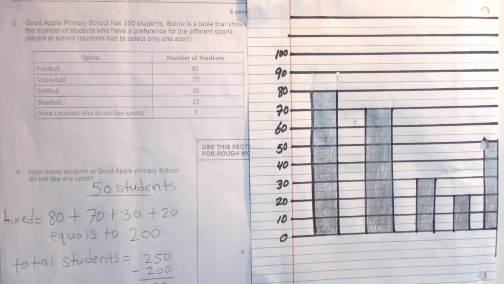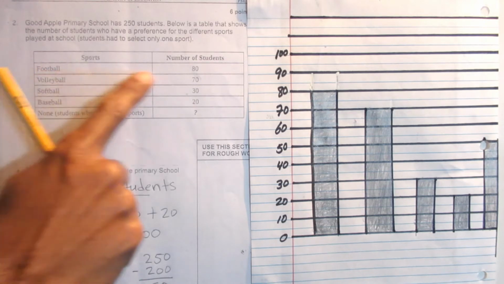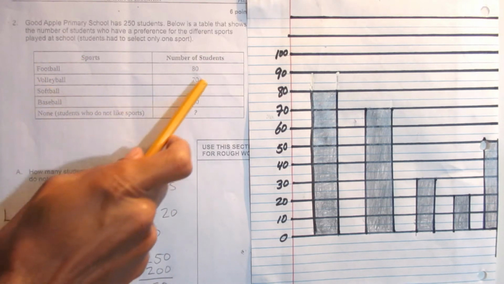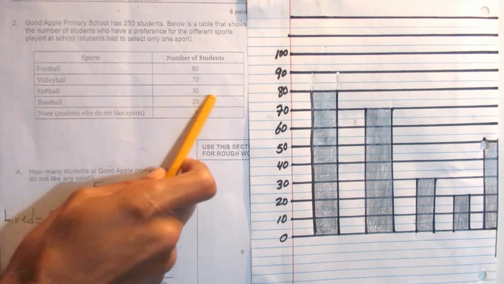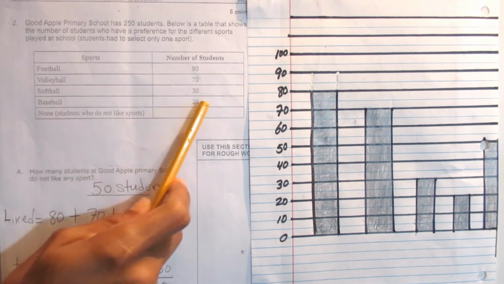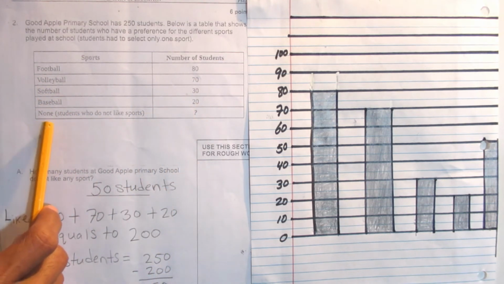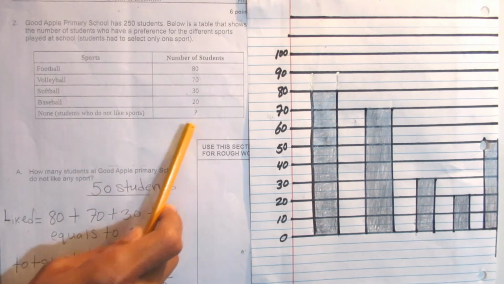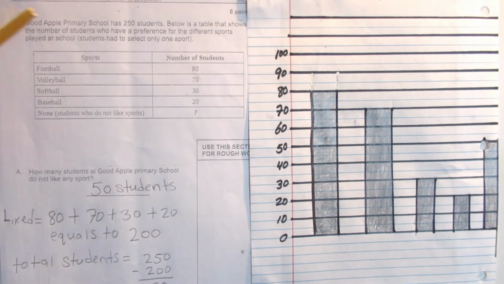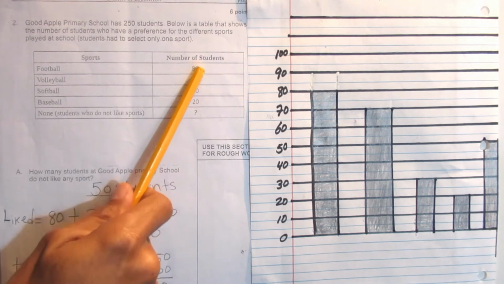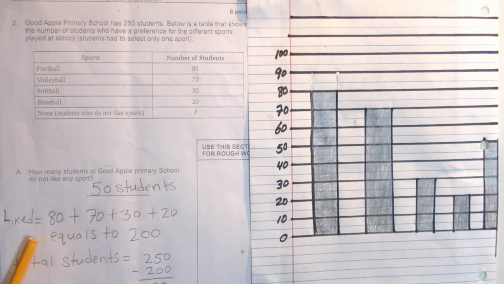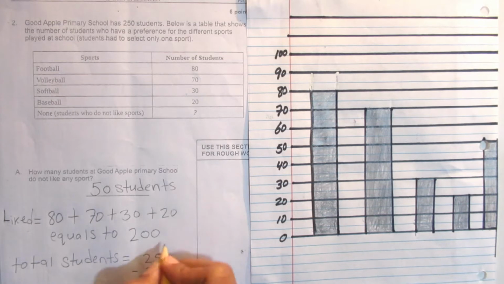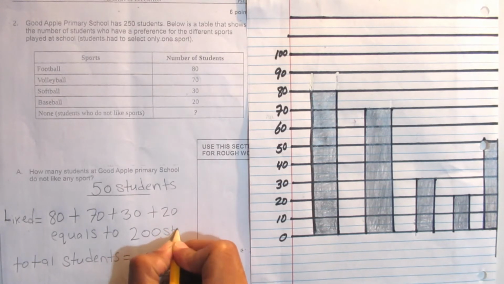Then the problem says football 80 students, volleyball 70 students, softball 30 students, baseball 20 students, and how many students do not like sports is a question mark. But we know there are 250 students at the school in total, and when we add up how many students like a sport, it's 80 plus 70 plus 30 plus 20, which equals 200 students.